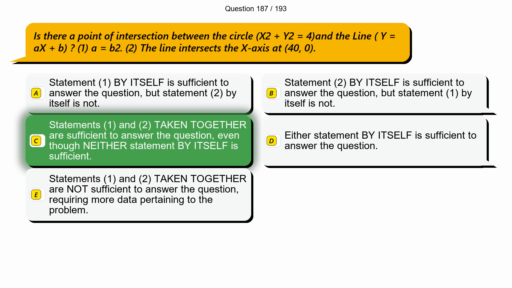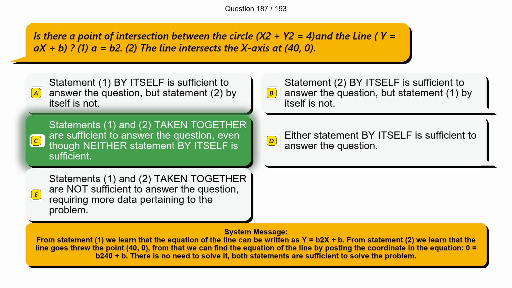The correct answer is option C. Statements 1 and 2 taken together are sufficient to answer the question, even though neither statement by itself is sufficient. From statement 1, we learn that the equation of the line can be written as y equals b²x plus b. From statement 2, we learn that the line goes through the point (4, 0). From that we can find the equation of the line by plugging the coordinates into the equation: 0 equals b²·4 plus b. There is no need to solve it, both statements together are sufficient to solve the problem.